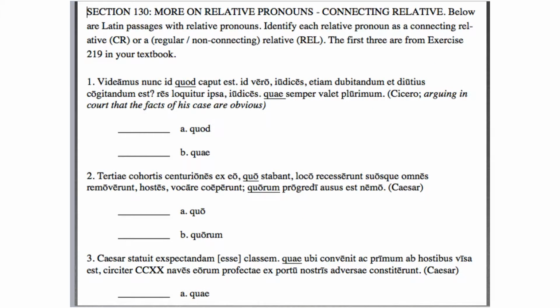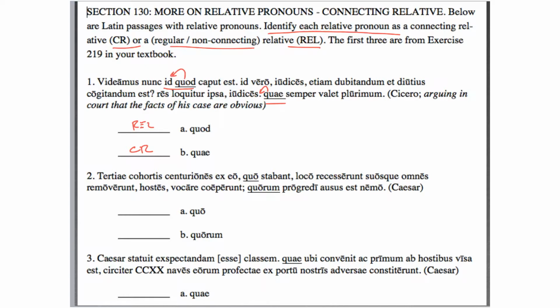All right, so here are some examples. You're going to identify the relative pronoun as a connective relative, or just a regular relative. These are from the exercise. So you've got quod caput versus quae semper. An easy way to tell is that you can see that quod is right next to id. Id is its antecedent, and it's in the same sentence, whereas quae is the first word in a sentence, right at that period.